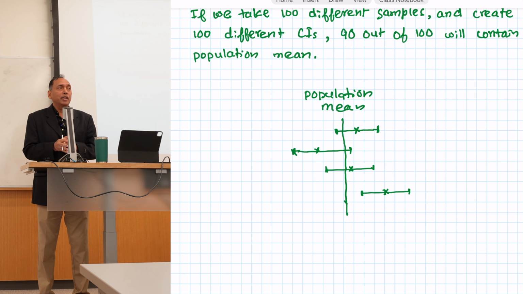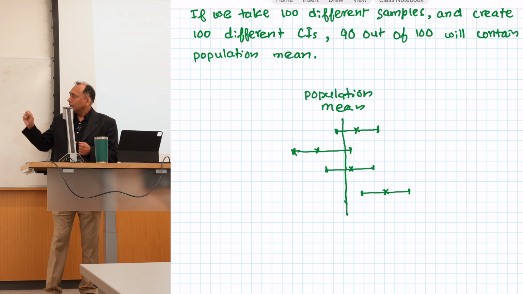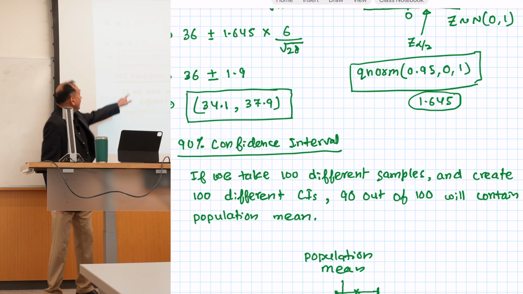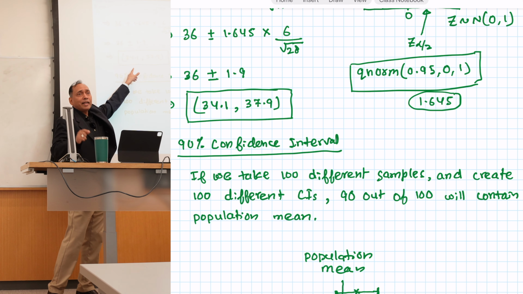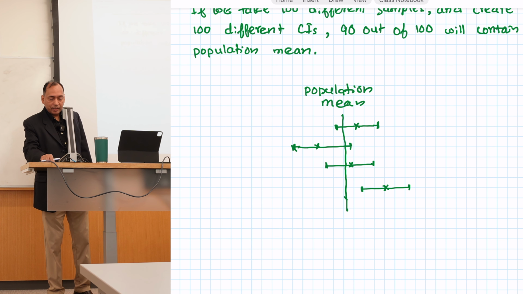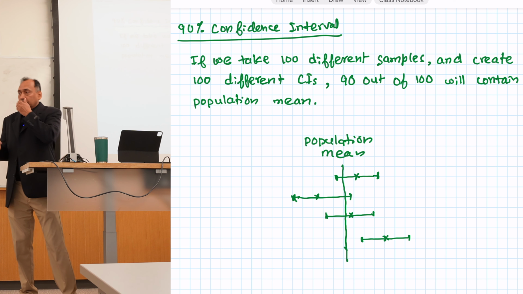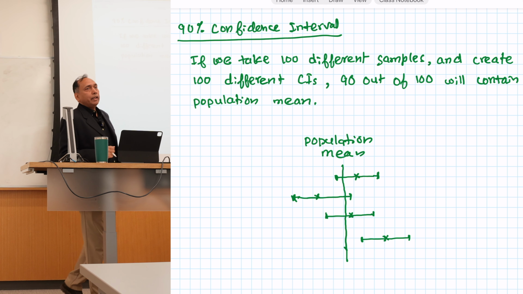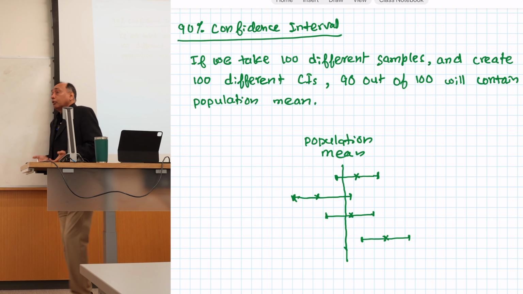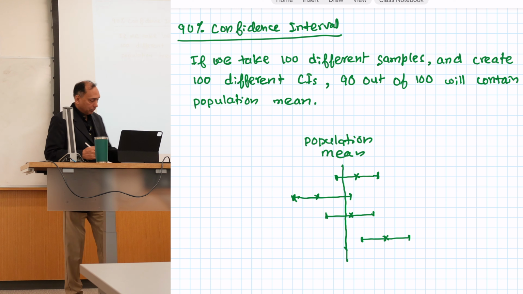So your 90% confidence interval does not mean, and many times people misinterpret this, that the interval you have created has a 90% chance of catching the population value. That's not the interpretation. The interpretation is, if you repeat this process 100 times, 90% of the time you will be right. Same thing with 95%. So your confidence level goes higher if you have 95%.